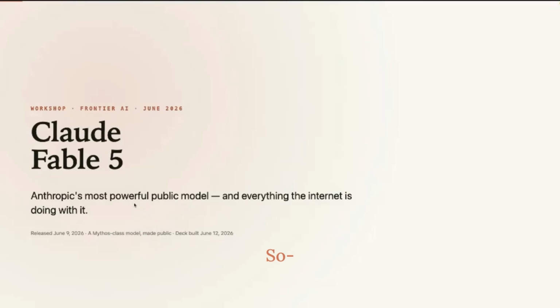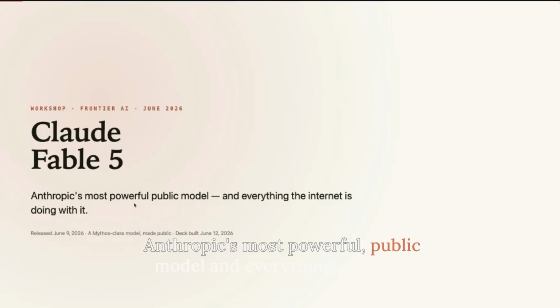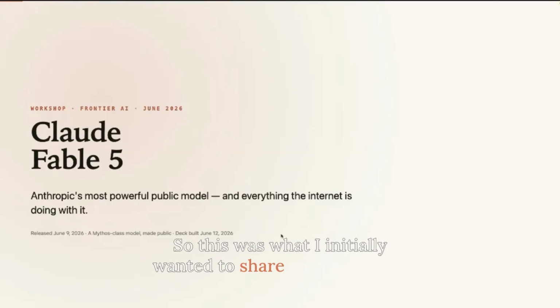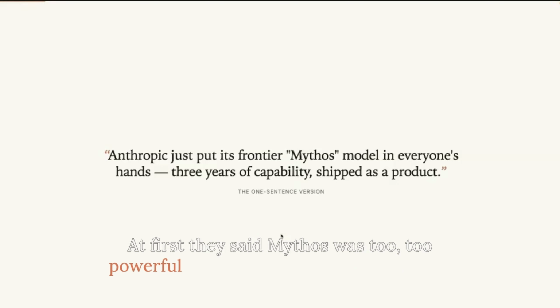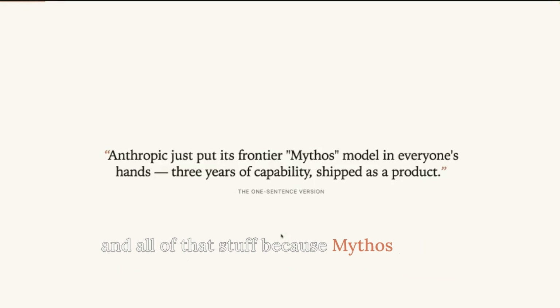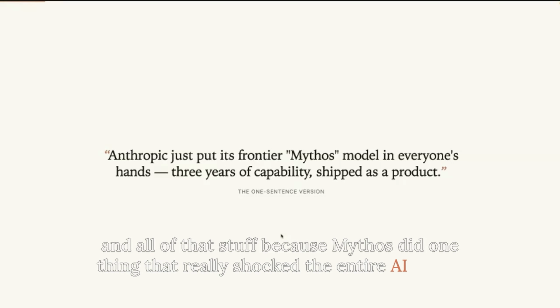Yeah. So this was Anthropic's most powerful public model and everything about it. This was what I initially wanted to share with you guys. They just put it in front of their frontier model, which was Mythos, right? At first, they said Mythos was too powerful to release to the public and all of that stuff, because Mythos did one thing that really shocked the entire AI space.